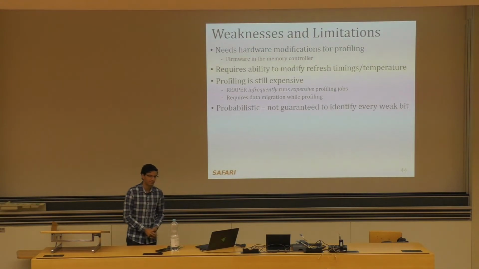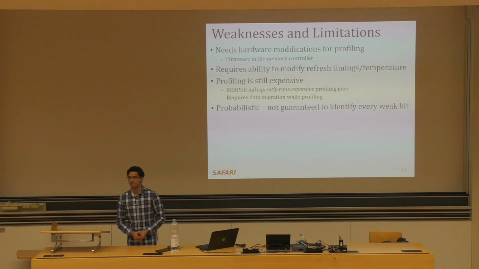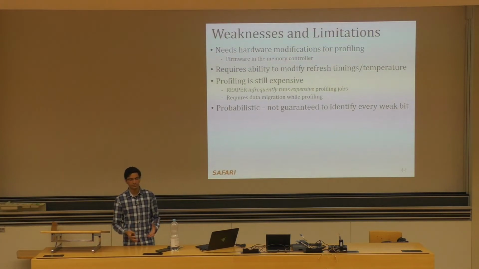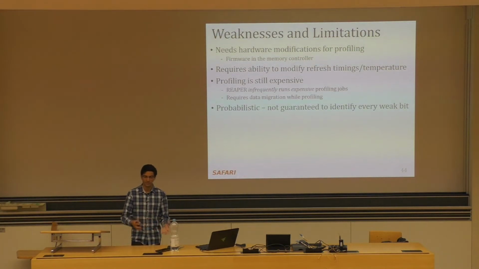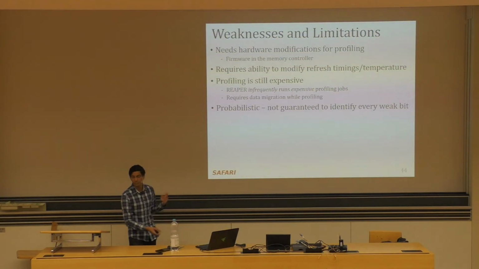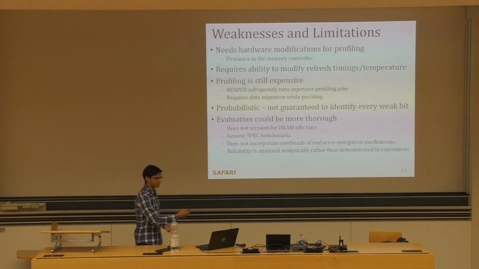Another weakness I identify is that this approach is inherently probabilistic. It's not guaranteed to identify every bit, right? And as I said earlier, these cells are changing retention times, and there are many effects that can cause that to happen. So it's very hard to not be probabilistic about it and make some guarantee. It's not even clear to me if there is a way to have it not be probabilistic, but it is how this profiling mechanism works, and so that's another weakness.